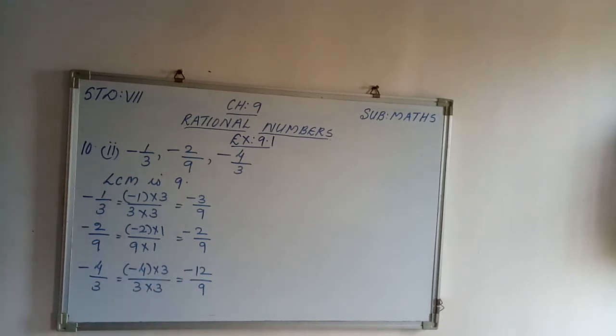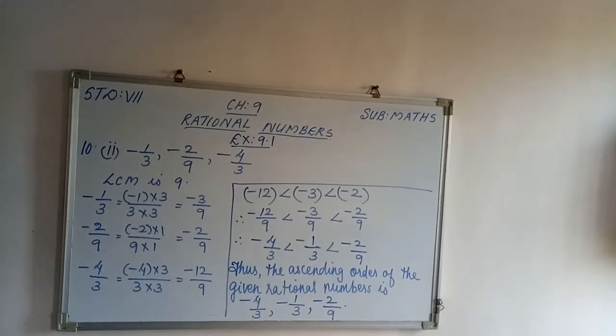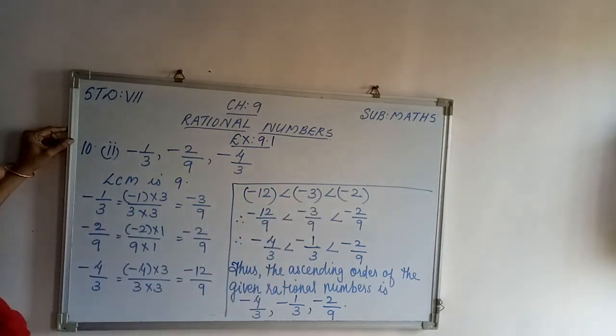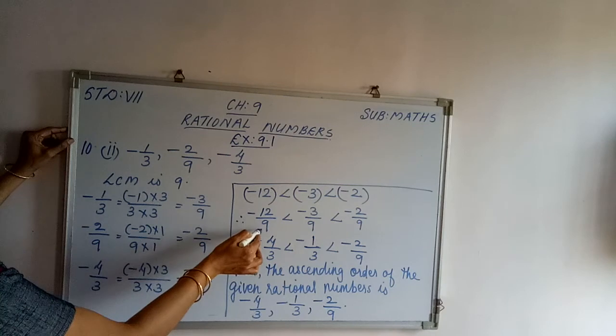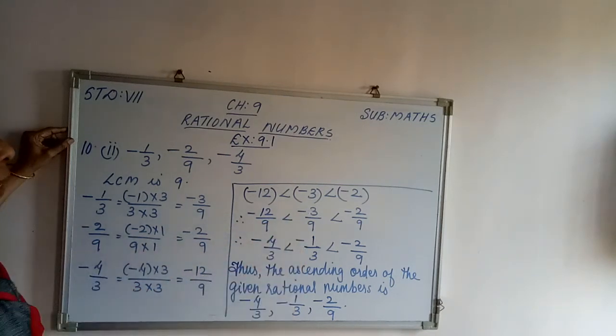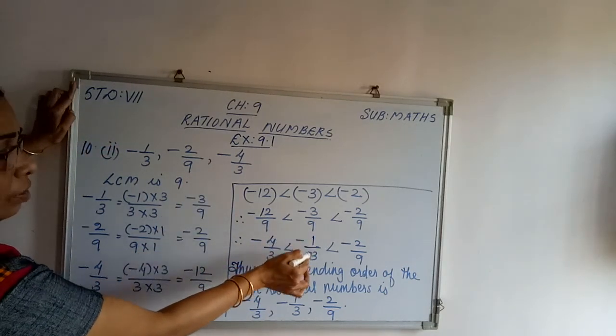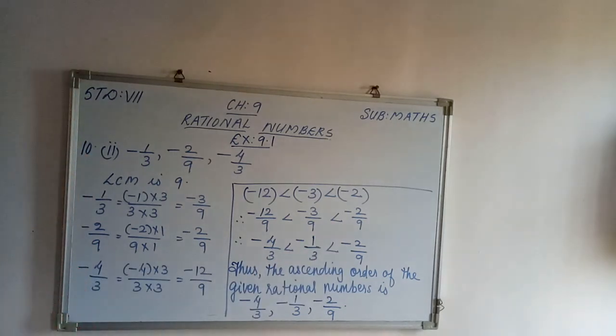Now the denominators are the same. So compare the numerators. Minus 12 less than minus 3 less than minus 2. Therefore, minus 12 upon 9 less than minus 3 upon 9 less than minus 2 upon 9. Minus 12 upon 9 means minus 4 upon 3 less than minus 1 upon 3 less than minus 2 upon 9. Thus, the ascending order of the given rational numbers is minus 4 upon 3, minus 1 upon 3, minus 2 upon 9. Okay?